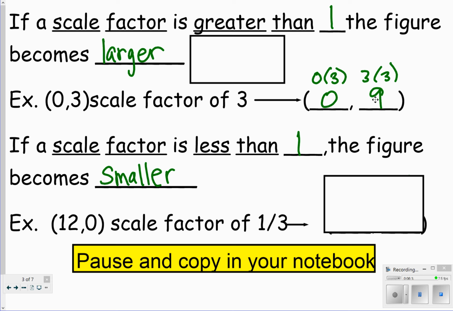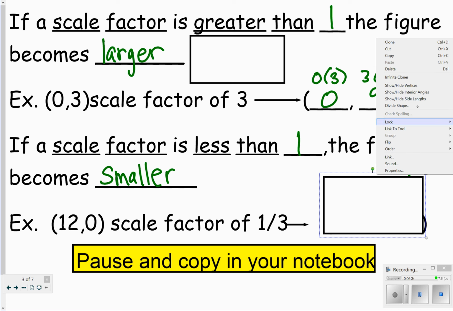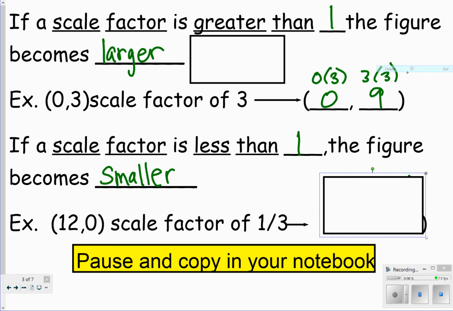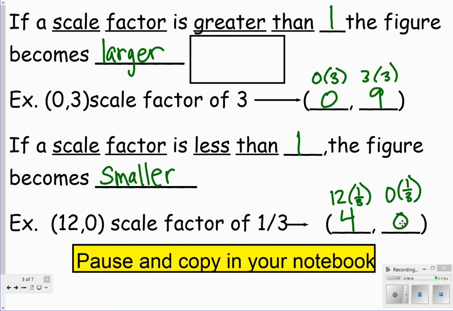Now, if we have a scale factor that is less than 1, that means fractional, then the figure becomes smaller. So for example, (12, 0), if the scale factor is 1/3, we want to find what 1/3 of those ordered pairs would be. And we would see that it's (4, 0). 1/3 of 12 is 4, and 1/3 of 0 is 0. Make sure you have this information in your notebook.